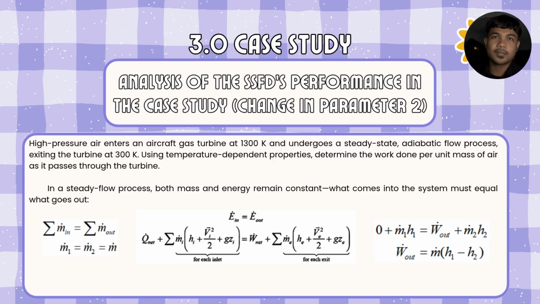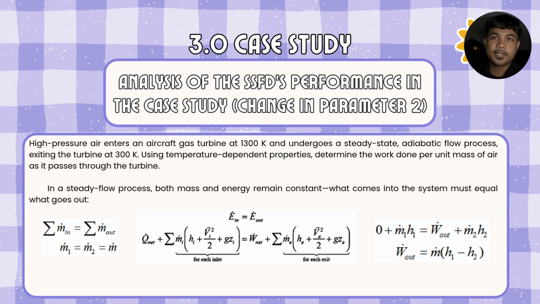Now I will explain about change in parameter 2. This explains the performance analysis of a steady-state flow device, specifically an aircraft gas turbine. The problem involves high pressure air entering the turbine at 1300 K and exiting adiabatically at 300 K, with the objective to determine the work done per unit mass using temperature-dependent properties.